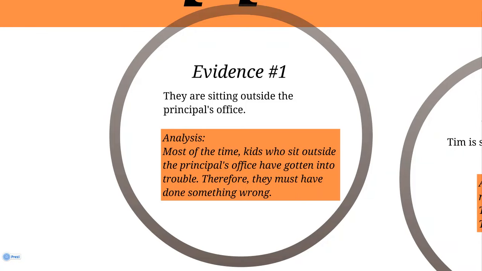My first piece of evidence is that they are sitting outside the principal's office. Now, I can't just throw that evidence out there and expect my audience to understand what it means. I must analyze it for my audience, for my reader. Most of the time, kids who sit outside the principal's office have gotten into trouble. Therefore, they must have done something wrong. I've analyzed the information to determine that Tim and Bobby must be in trouble.